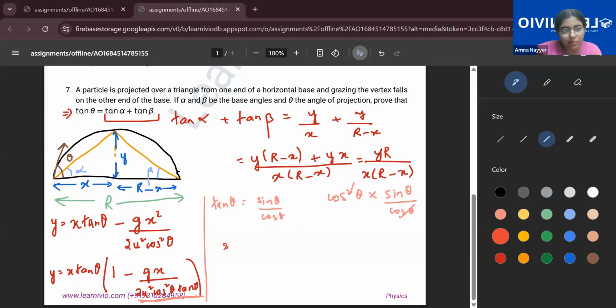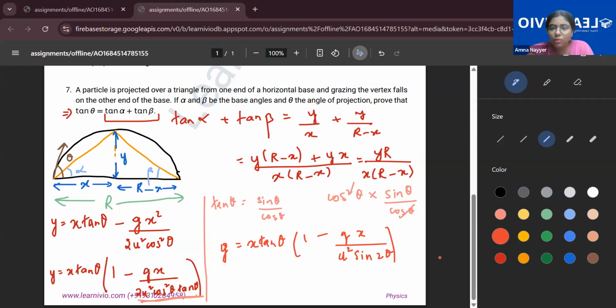Now let's put the values. Y is equal to x tan theta, 1 minus gx by, we get u square and sine 2 theta. Is it? No, ma'am, 2u square. There's a 2 over there. No, but 2 cos theta sine theta gave the identity, no? Oh, yes, yes, ma'am. Okay.